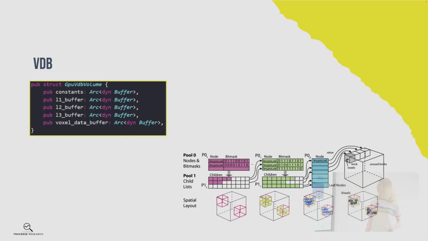So the GPU version of this struct, we have a constants buffer. We have the L1, L2, L3, and the voxel data buffers. This is exactly what is on the GPU in our case.